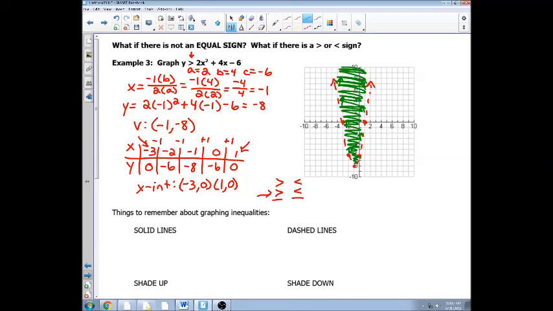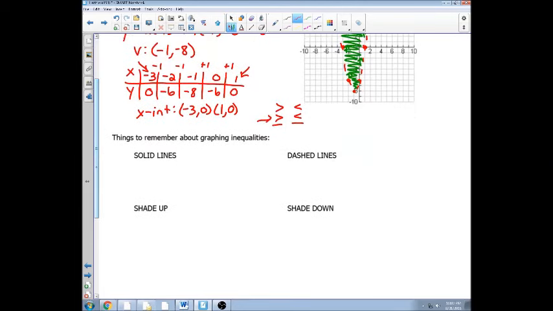So if it was less than, it would be everything that is outside my graph. If it was greater than or equal to, it would still be everything inside my graph. If it was less than or equal to, it would still be everything outside my graph. Okay? If you do not understand that, make sure you ask a question tomorrow. So in order to graph inequalities with solid lines, it would need to be greater than or equal to, or less than or equal to. With dashed lines, it would just be greater than or less than.